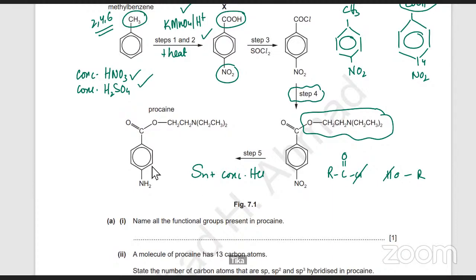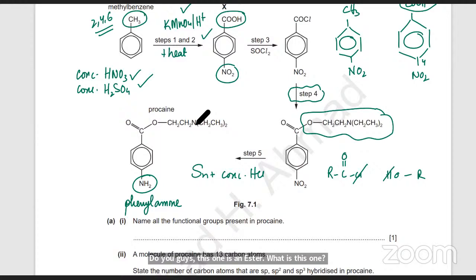Okay, what functional groups are there? What is this? This is phenylamine. Which one? Aryl group, sir. So there is benzene. What is this? That's an ester. Okay, so this one is an ester. What is this one? Sir, amine. Amine, alkyl amine, or tertiary amine. Okay, so this one is a tertiary amine.